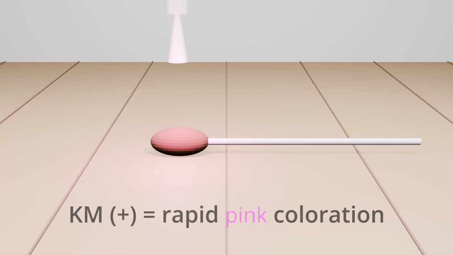A positive result for this presumptive test would show an immediate and rapid color change to a bright pink, indicating the presence of hemoglobin. However, after about 30 seconds, the swab will naturally oxidize from the air and turn pink.